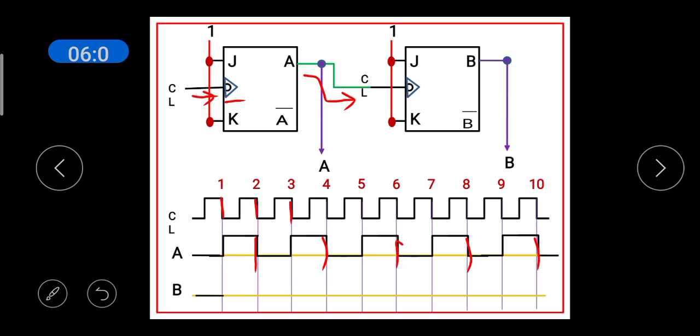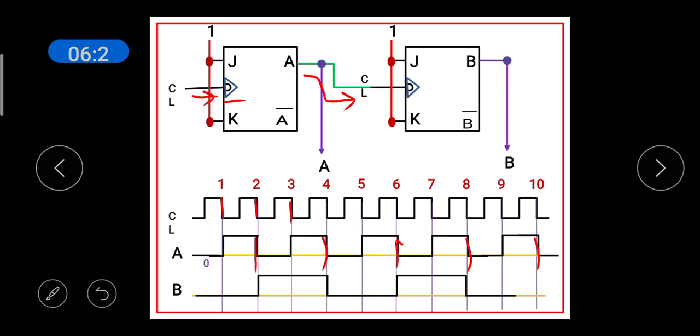So during the first negative edge of A, B goes from 0 state to 1 state, and during the second negative edge of A, B goes from 1 to 0 state. During the third negative edge of A, B goes from 0 to 1 state. During the fourth negative edge, B goes from 1 state to 0 state.